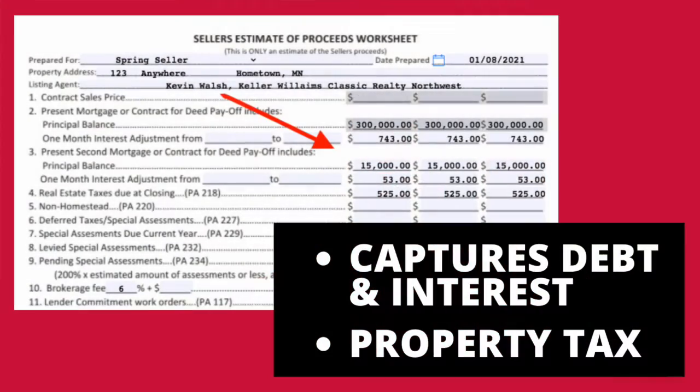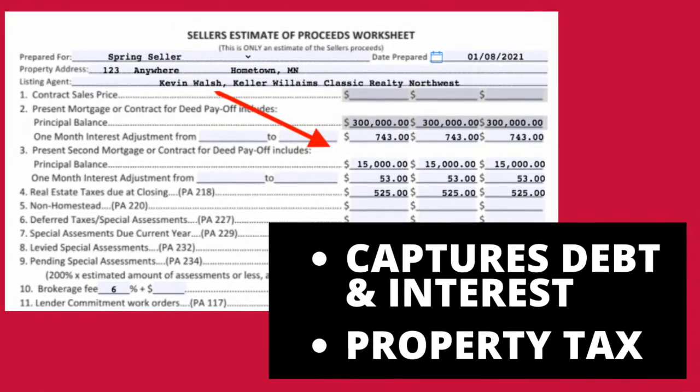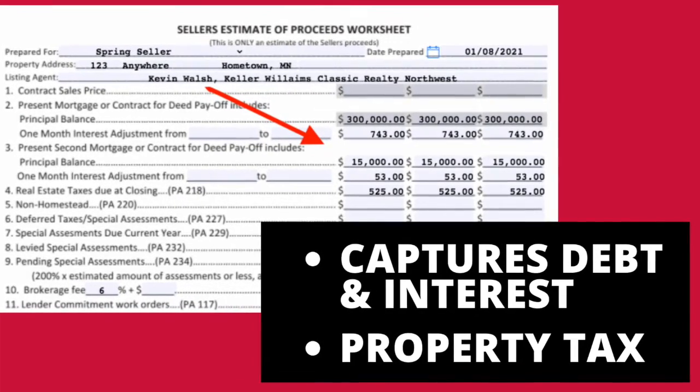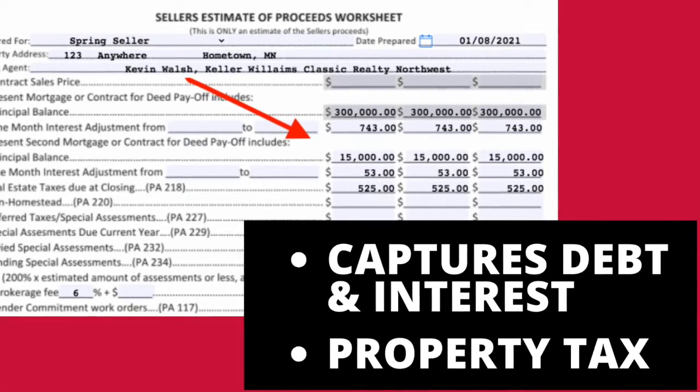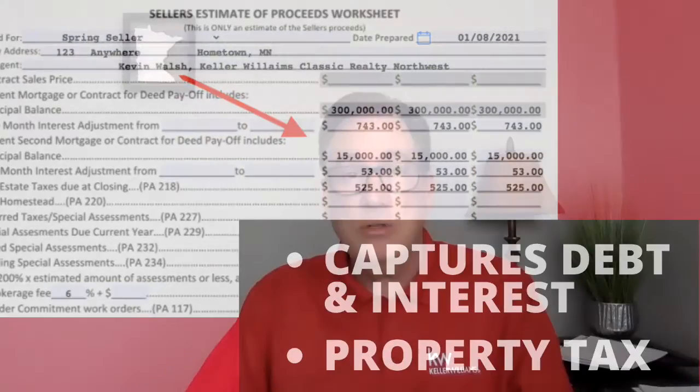Now, the top part just kind of captures any debt that you might need to pay off, your first mortgage, maybe a second if you have it, and the interest expense associated with that. And then we'll capture the various property tax situations. Let's move down to the middle part of the form.